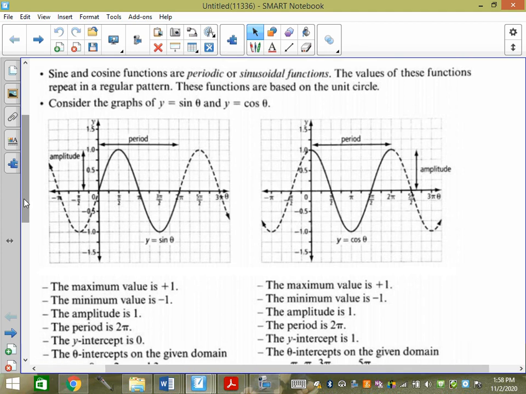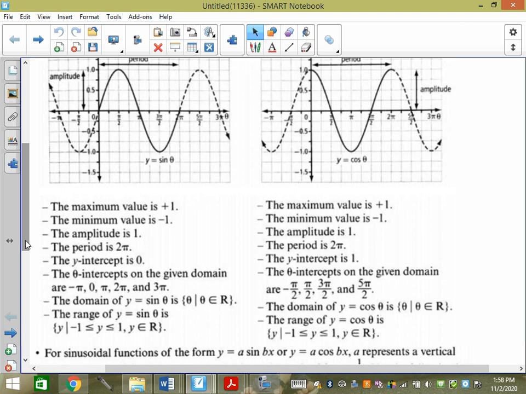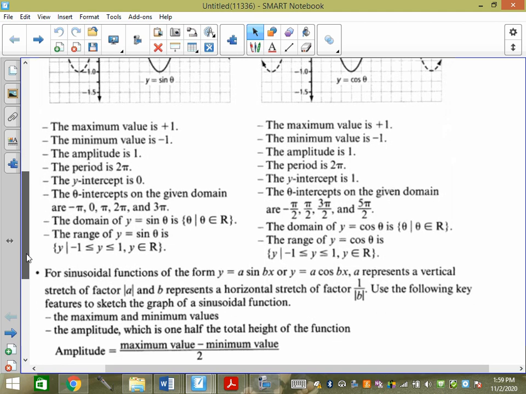The sine graph, remembering, starts at 0, 0, and it repeats itself every 2 pi, and maxes out at 1 and mins out at -1. The cos graph, same thing, maxes out at 1, mins out at -1, but it starts at 0, 1 at the maximum, and it repeats itself every 2 pi. So this goes through maximum is +1, minimum is -1, amplitude is 1, period is 2 pi, y-intercept is 0, y-intercept is 1, and it just gives you a little summary so you can go through that.